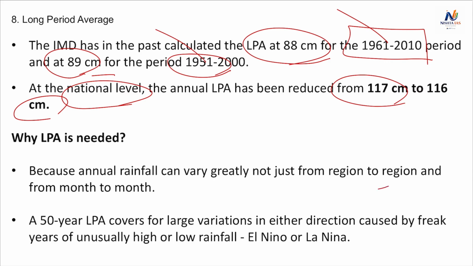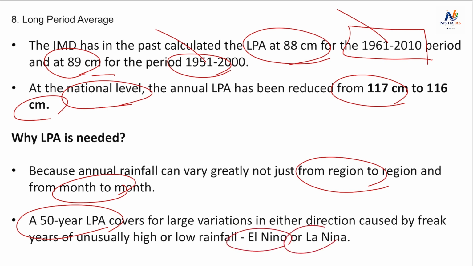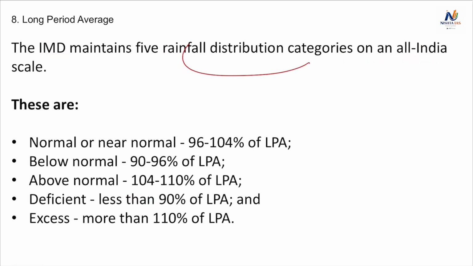Then the LPA is needed because the rainfall varies greatly from region to region and from month to month. And carrying a 50-year long period average will average out many unusual incidences like El Nino, La Nina and many others. Hence, we can get a very good average of that.